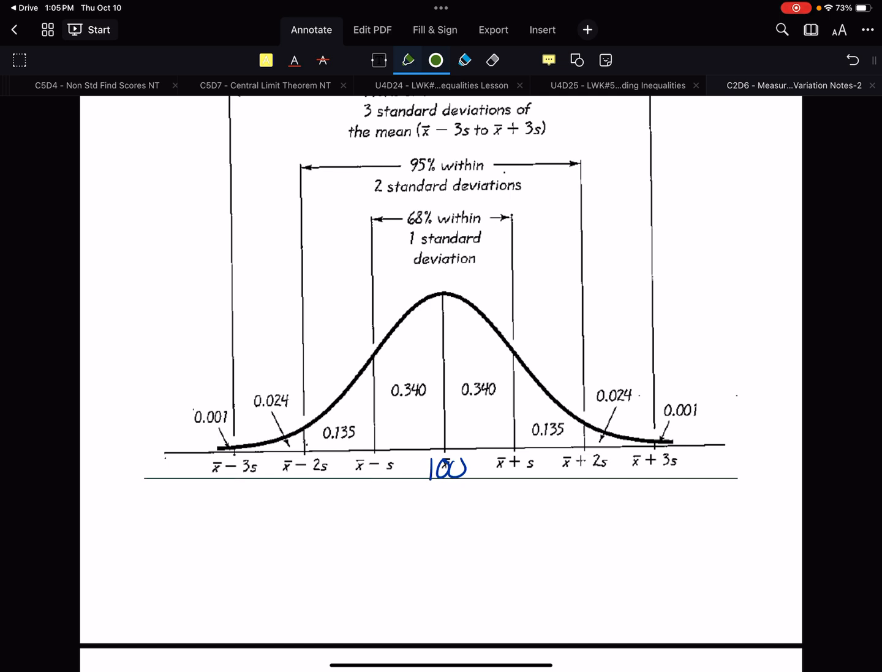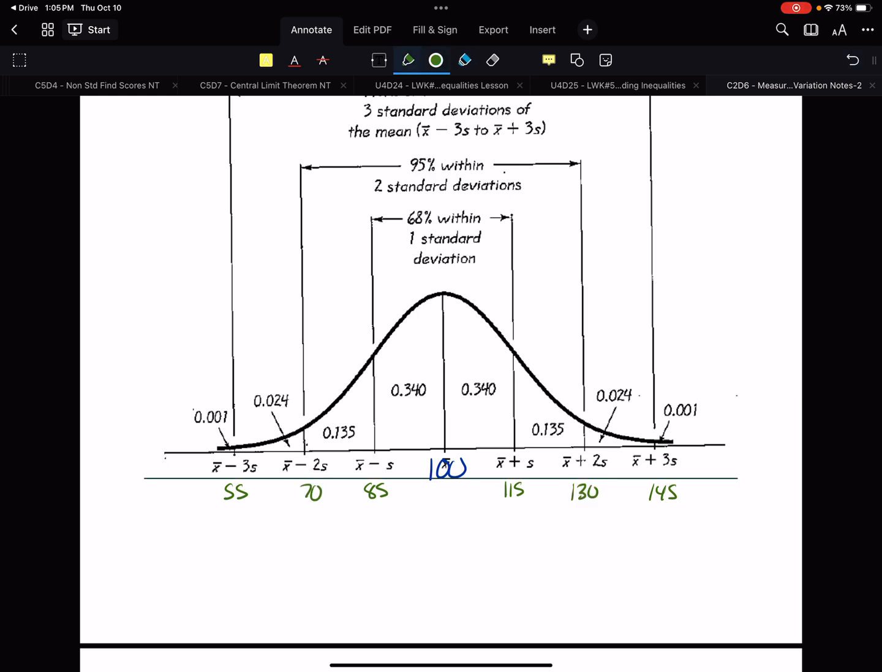So if I go 1 standard deviation to the right, I got 115. If I go to the left, I have 85. If I go a 2nd standard deviation away, I'm at 130. And this way, I'm at 70. If I go a 3rd standard deviation away, I'm at 145. And if I go a 3rd one this way, I'm at 55. So again, the idea holds true. If we're talking about 1 standard deviation away, between 85 and 115 should lie 68% of our data. If we're talking about between 70 and 130, that should be 95% of our data.